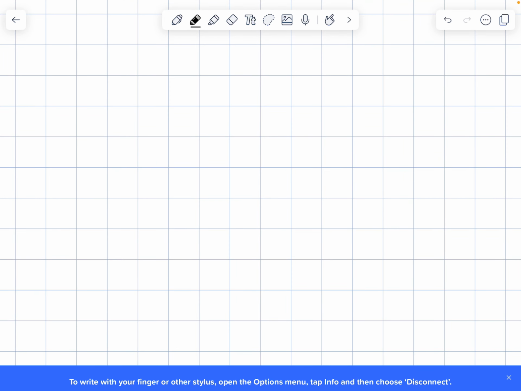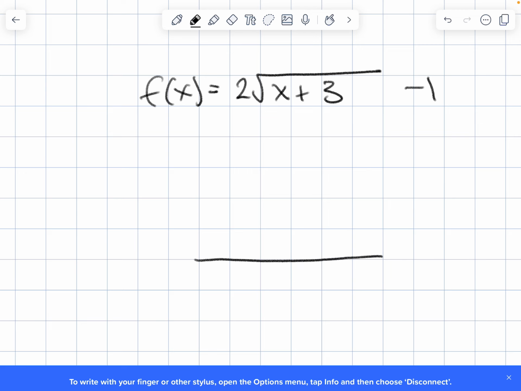All right, here's a video that goes over graphing radical functions, square root and cube root functions. Let's say we have this equation, f of x equals 2 times the square root of x plus 3, minus 1. And we want to graph this equation. So let me just set up our little xy grid here. So x, y. Now for this one, you can think of this in terms of transformations.